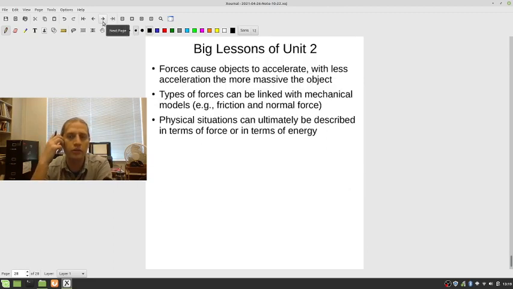What have we learned about Unit 2? Forces cause objects to accelerate, with less acceleration the more mass the object has. Types of forces can be linked with mechanical models. We did a little bit of that, not a lot. And then ultimately we want to simplify our situation by describing things in terms of energy instead of forces.